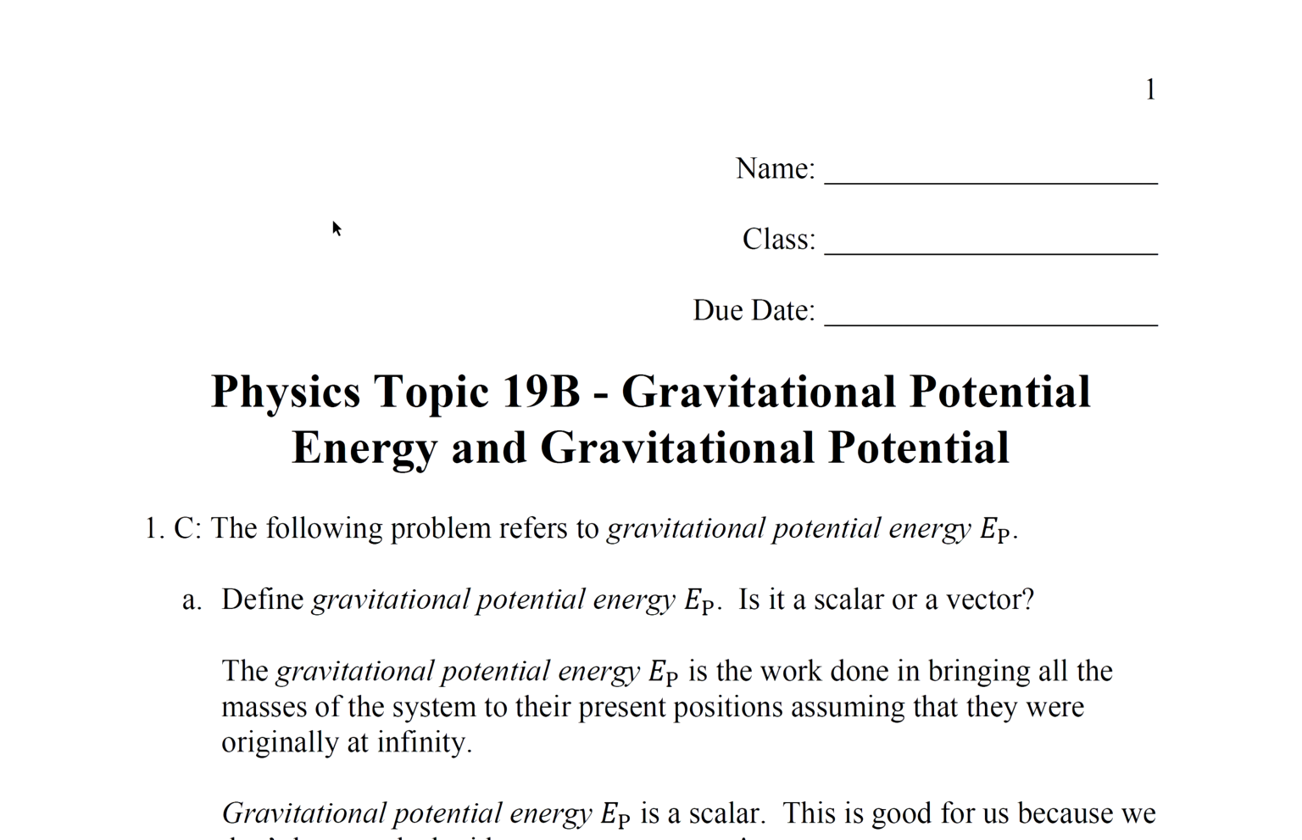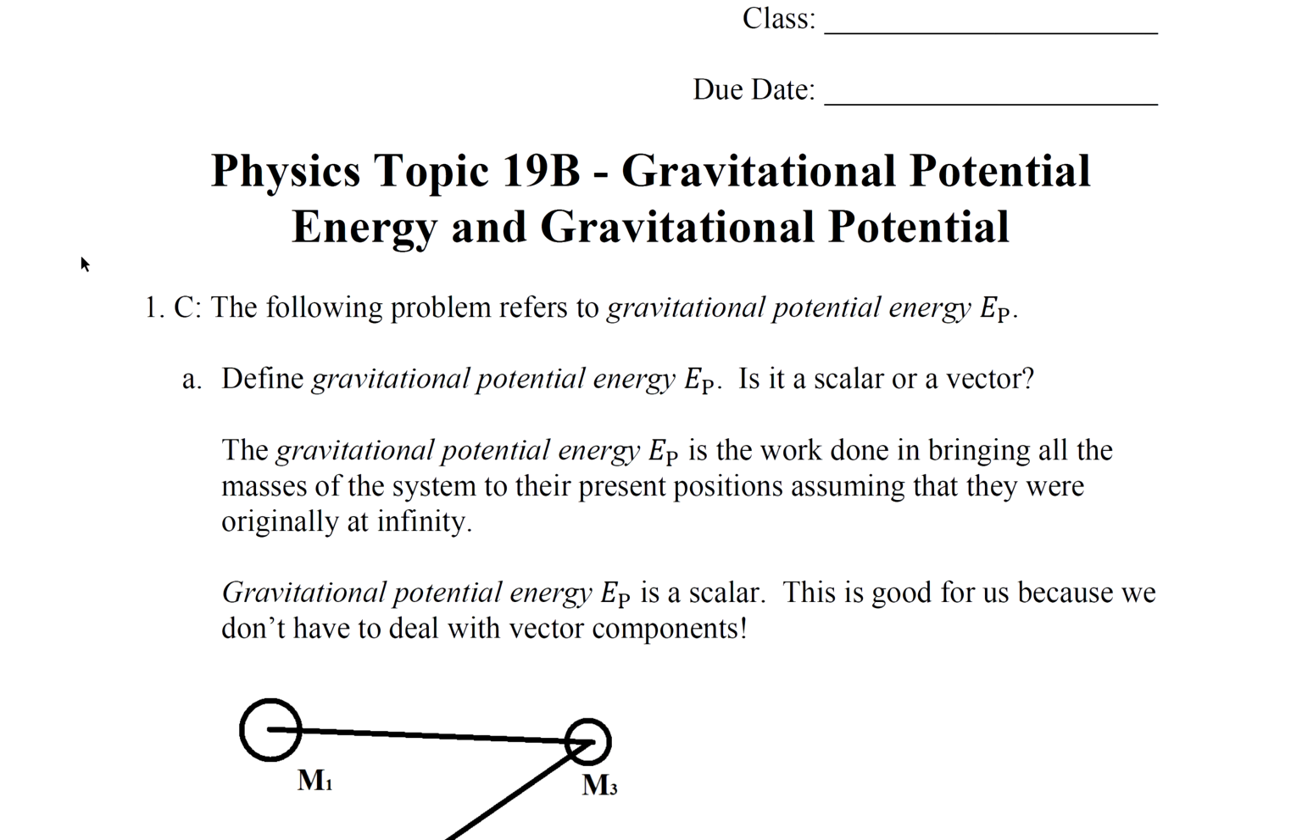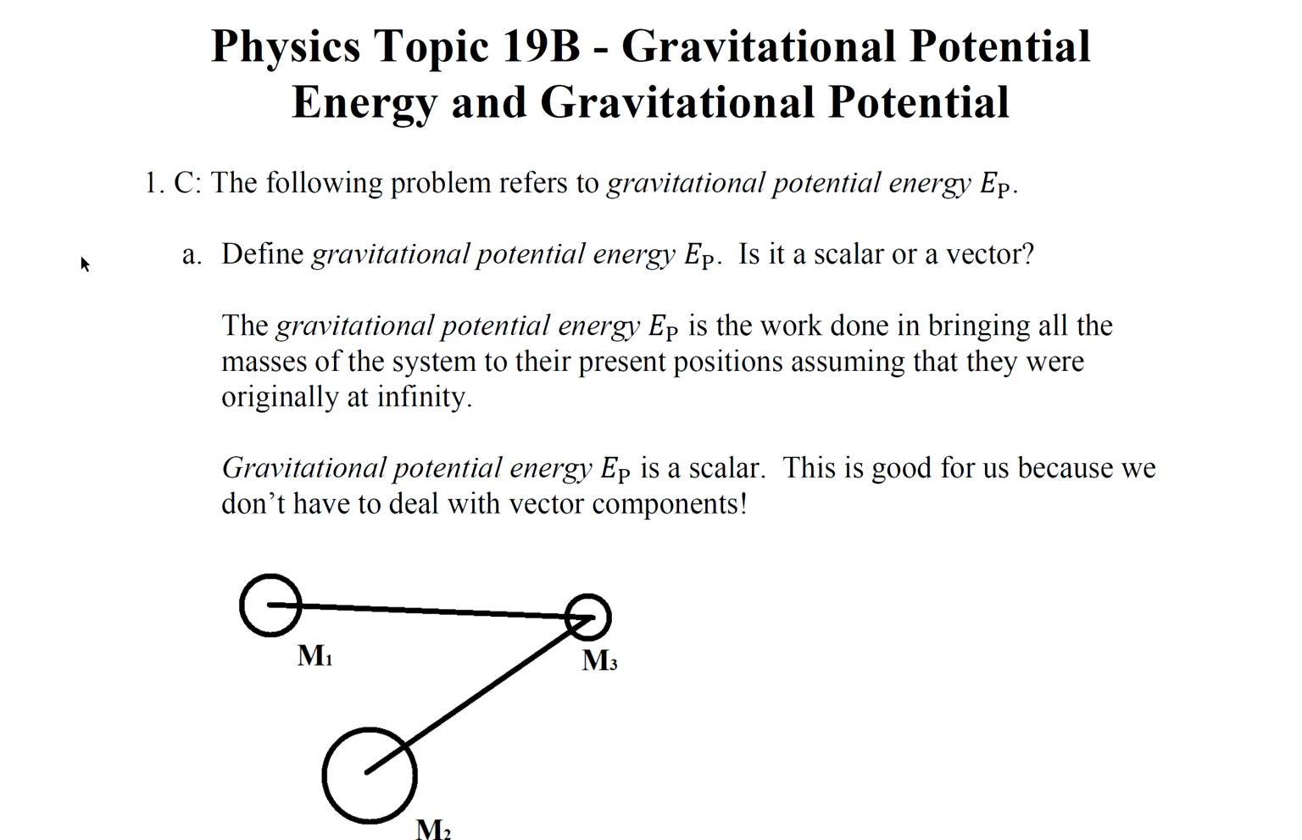This video is on gravitational potential energy and gravitational potential. Question 1. The following problem refers to gravitational potential energy E sub p. Part A. Define gravitational potential energy E sub p. Is it a scalar or a vector?